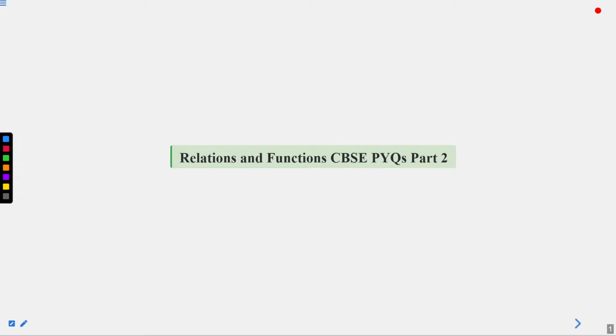So in today's class, we will study some CBSE previous year questions based on the topic relations and functions. So let's start.